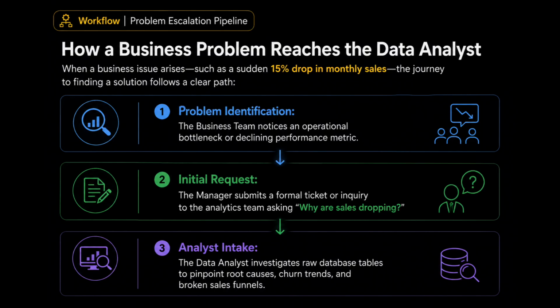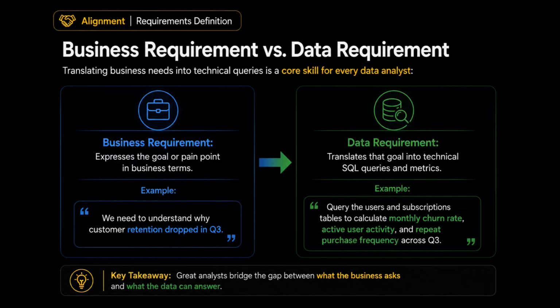The second stage is the initial request. A manager submits a formal ticket or inquiry to the analytics team, asking a specific business question, such as, why are sales dropping? The third stage is analyst intake. The data analyst begins investigating raw database tables to identify the root causes, customer churn trends, and detect any broken stages in the sales funnel. This structured workflow ensures that every business problem is clearly communicated, properly investigated, and supported by reliable data before decisions are made.